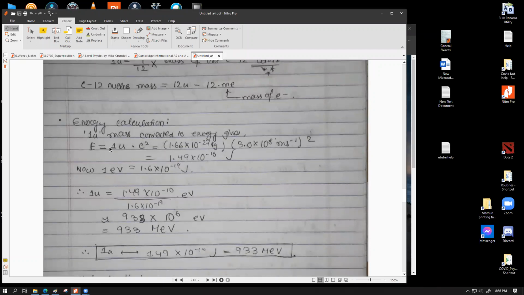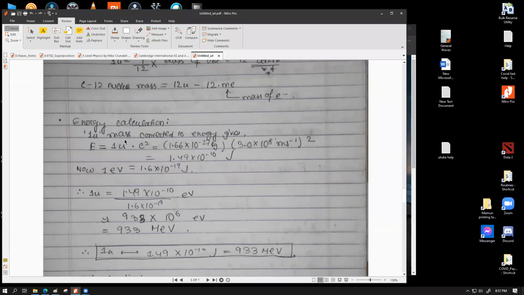Energy calculation. If exactly 1U mass is converted to energy, then how much energy are we gonna get? So we can calculate this. E equals 1U times c squared. So 1.66 × 10 to the minus 27 kg times (3 × 10 to the 8 meter per second) squared, which gives us about 1.49 × 10 to the minus 16 joule.